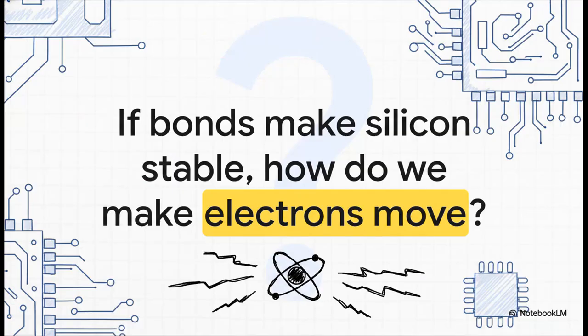But this leaves us with one last massive question, doesn't it? If these covalent bonds are so strong and they lock all the electrons in place, making silicon a terrible conductor, then how in the world do we get those electrons to move when we want them to? How do we create the ones and zeros, the logic, inside a computer chip? Well, that's where things get really interesting.